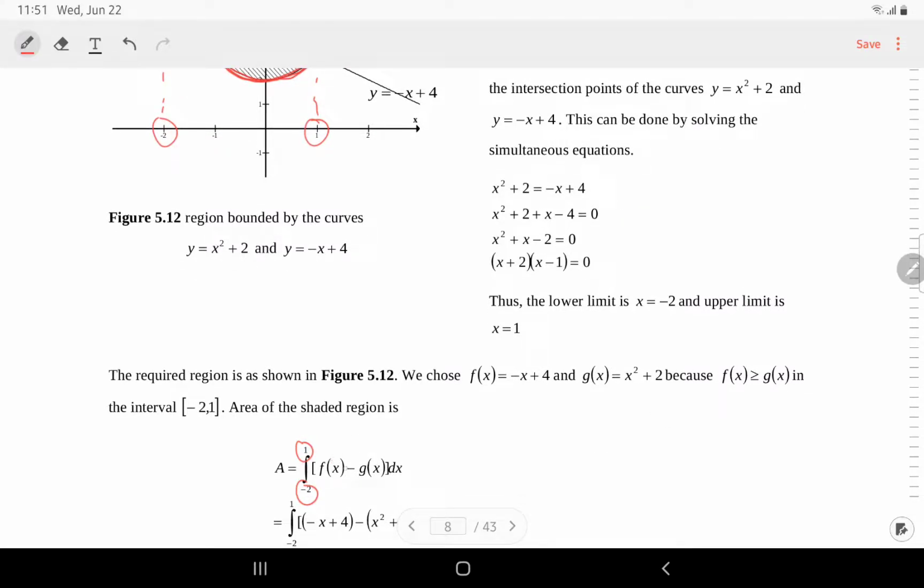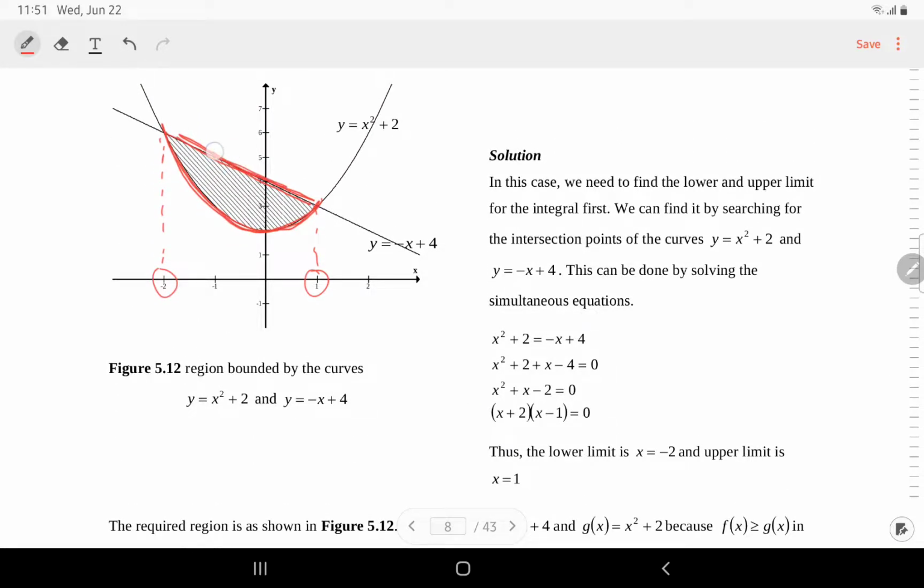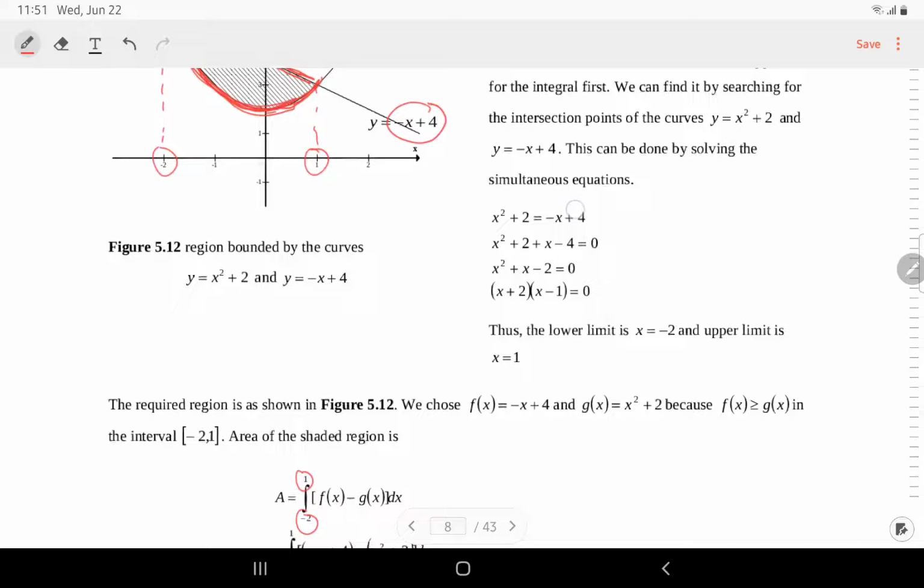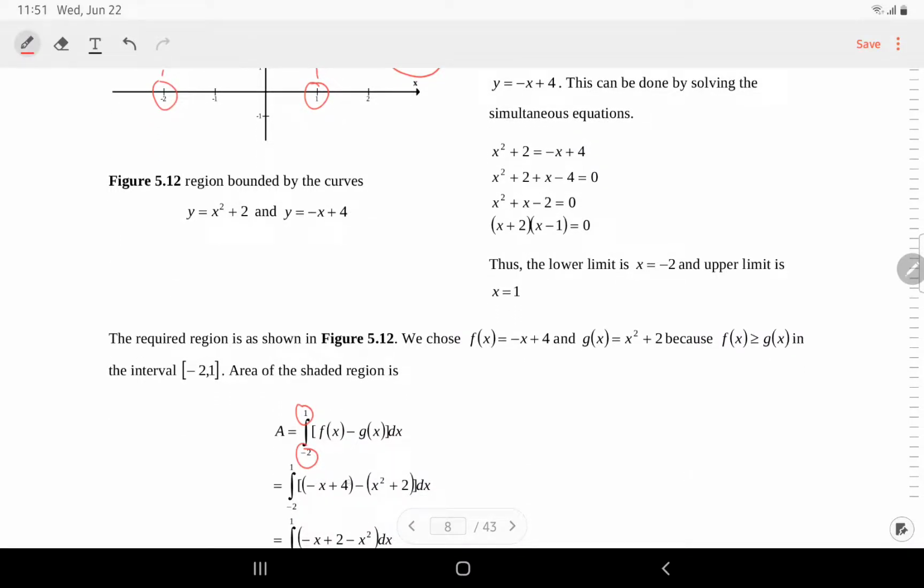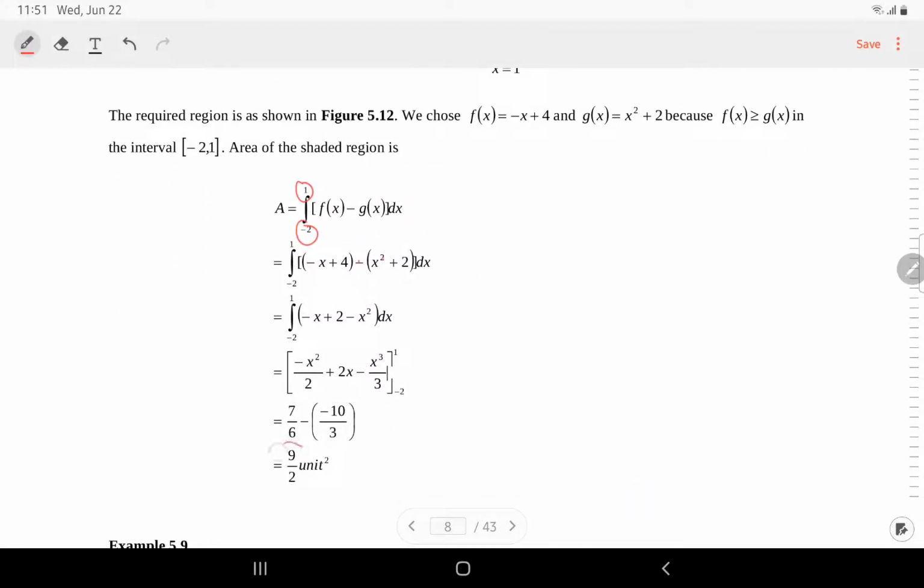And then upper function minus dengan lower function. Upper function dekat sini adalah yang straight line, yang ni. Okay, tolak dengan lower function yang ni. Ni lah. Okay. So, negative x plus 4 minus x square plus 2. Okay, so kita integratekan dia dapat jawapan yang ni.